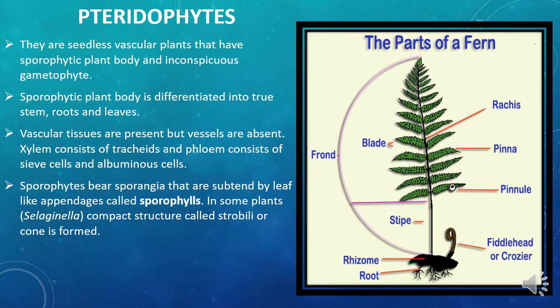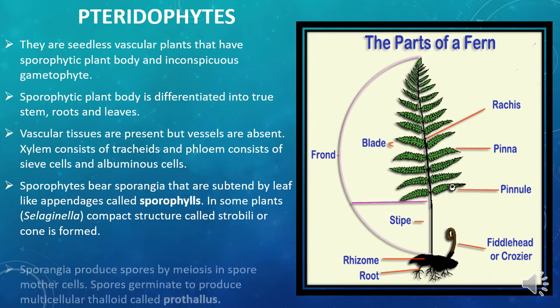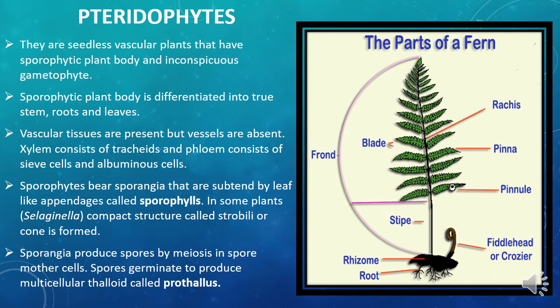In some plants like Selaginella, compact structure called strobili or cone is formed. This strobili or cone is a sex organ that is seen in some plants like Selaginella. Sporangia produce spores by meiosis in spore mother cells. Spores germinate to produce multicellular thalloid called prothallus.